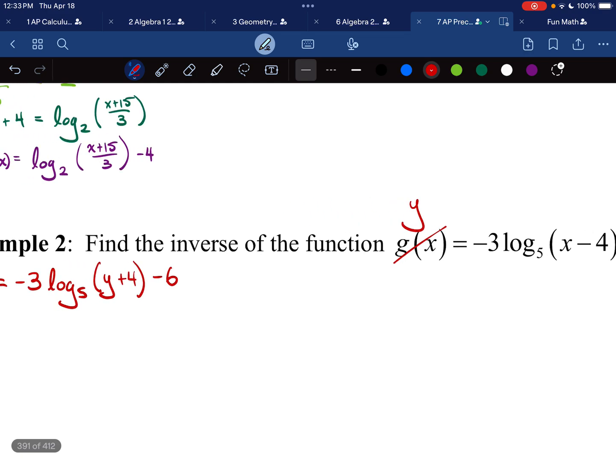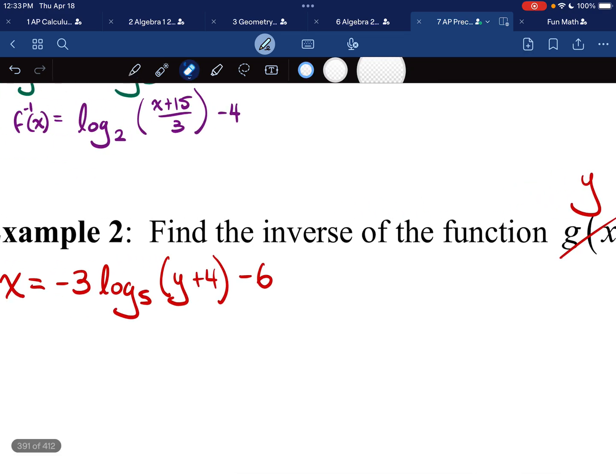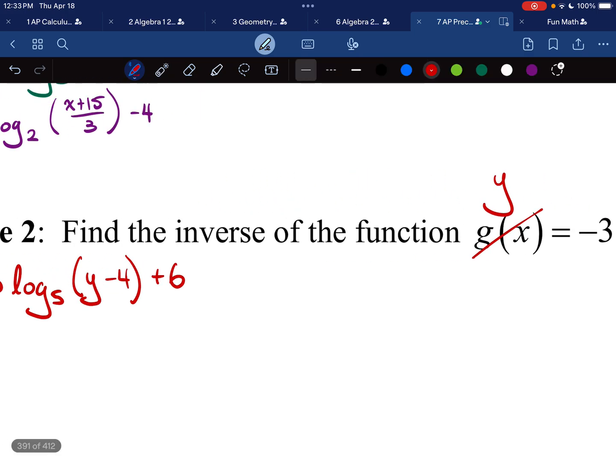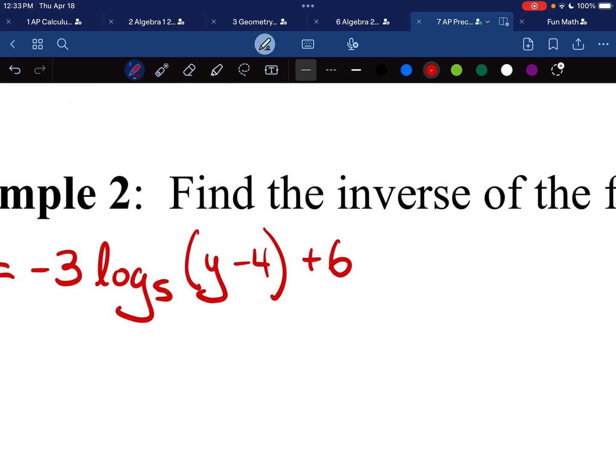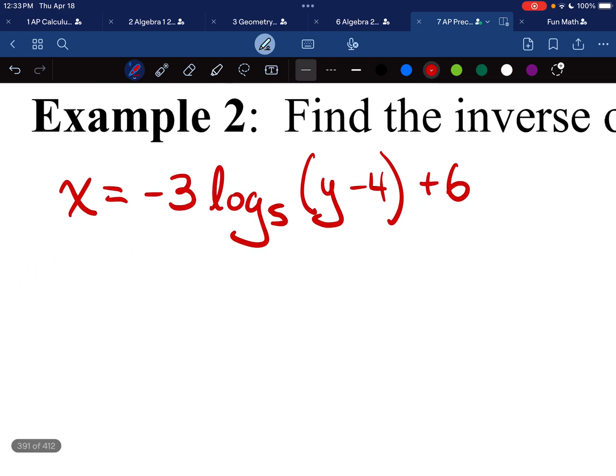Did I write that right? Oh, y minus 4 plus 6. I had those backwards. My apologies. So it's going to go like this. It's really silly to make a mistake this early in the process. Okay, it looks good. We switched our x and we switched our y. All we need to do now is solve for y.